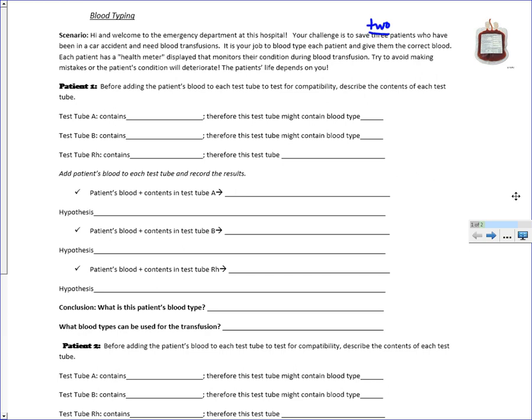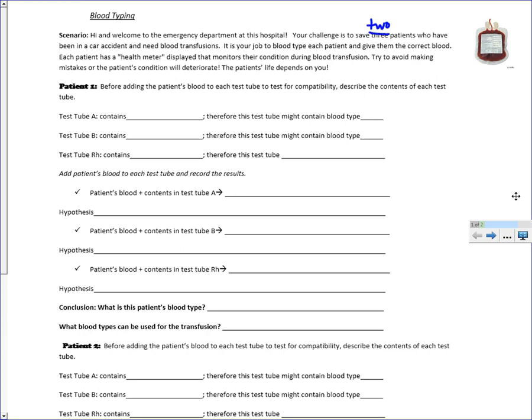In a moment, you are going to enter the emergency room. At that time, before adding the patient's blood to each test tube, because you will have to add their blood to a test tube to see if it is compatible with what's in that test tube so that you can blood type that person, meaning you can figure out what type of blood there is. You don't want to put blood in a person and then wait to see if it clumps and see, oh, that blood's not compatible, got to try something else.